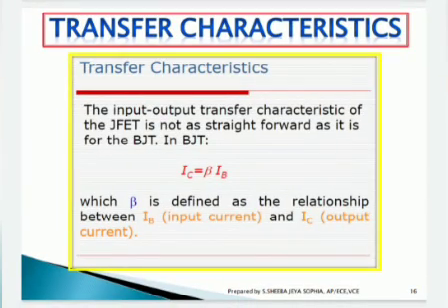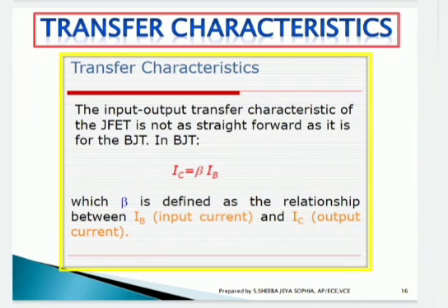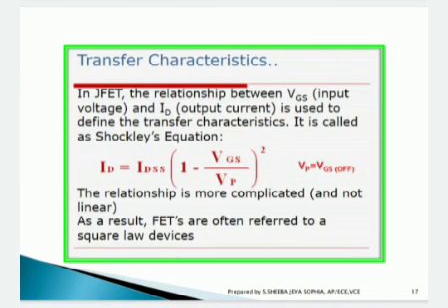Moving to another major characteristic, that is the transfer characteristics. The input to output transfer characteristic of a BJT is given in the form of beta, that is IC is equal to beta into IB, as we know. And here in the JFET, the relation between the VGS input voltage and the ID output current is used to define the transfer characteristics. This is also called Shockley's equation.